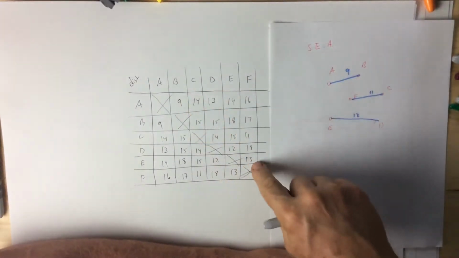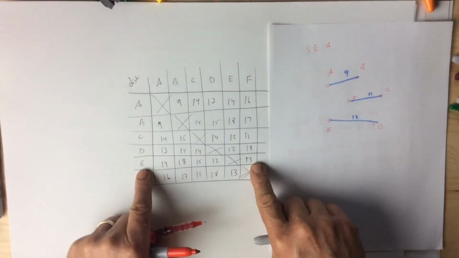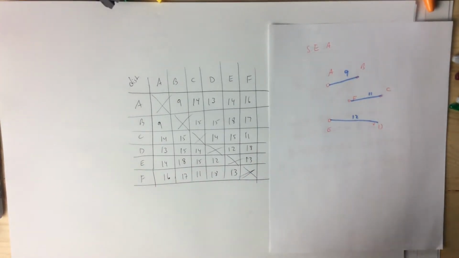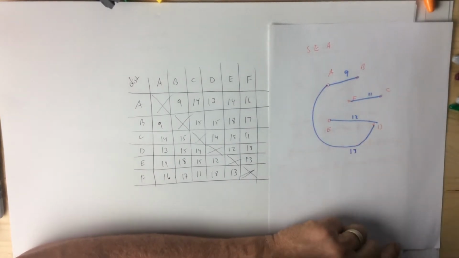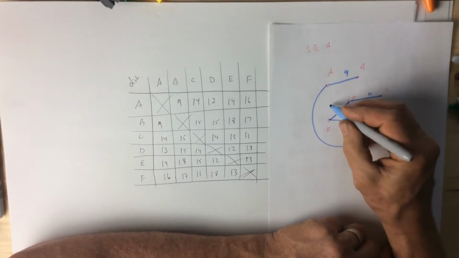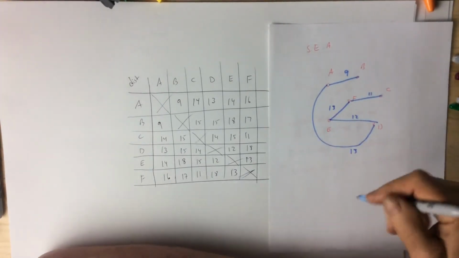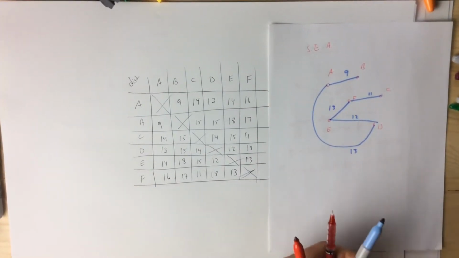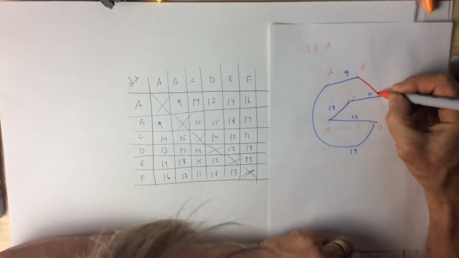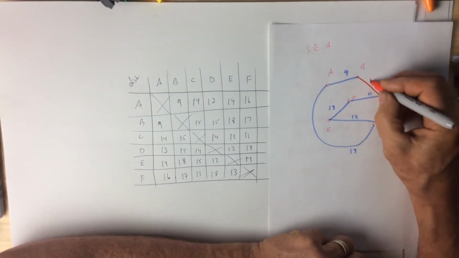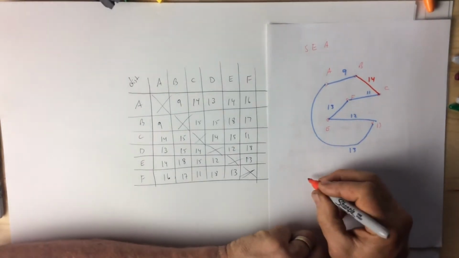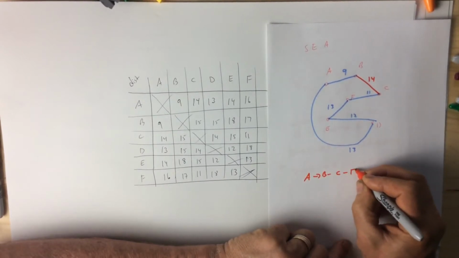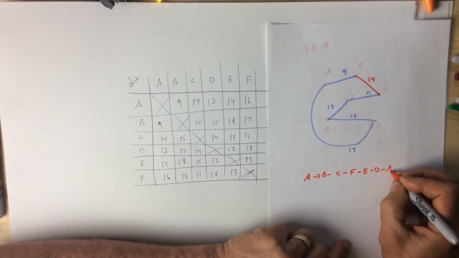Now comes 13. Oh, there's two 13s. Should I pick AD or should I pick EF? Actually, I think I can pick both. So I'm going to put in AD for 13. And I'm going to put in EF for 13. And just like that, I've got a circuit made. And what's going to happen is now the last edge is forced on us. And that's BC for 14. And so there's the sorted edge algorithm. It didn't start anywhere. It simply comes into fruition. And you can write down the answer: A, B, C, F, E, D, A.